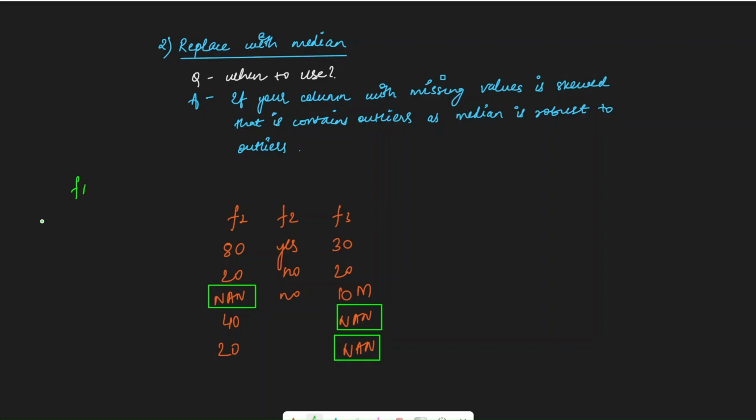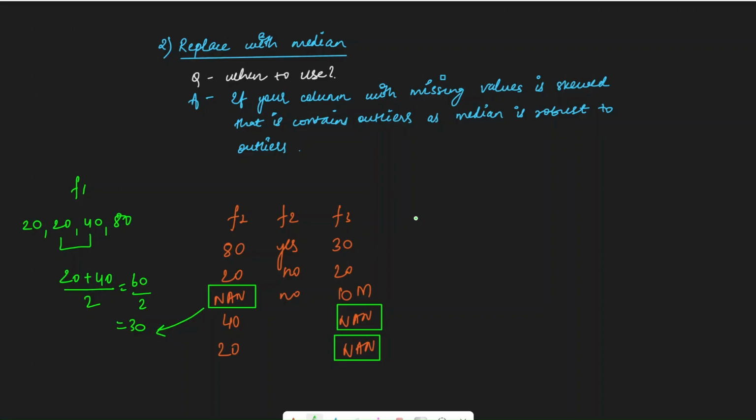For F1, we first need to arrange these values in ascending order. So I'll arrange 20, then again 20, 40, and 80. These are the values, arranged in ascending order. Then, because this has an even number of data points, our median would be equal to the mean of these two middle data points. The mean of 20 plus 40 divided by 2, that is 60 divided by 2, is 30. So we are going to replace this NaN value with 30.